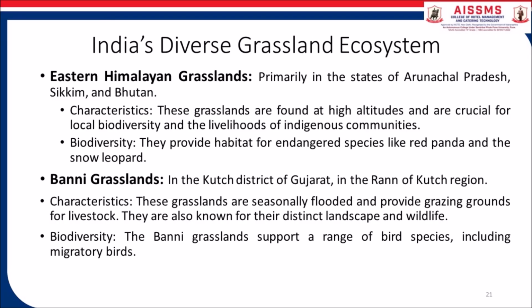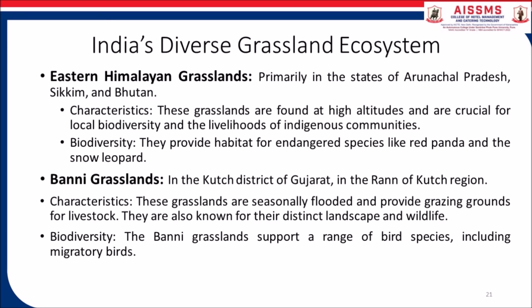Next will be the Eastern Himalayan grassland. It is primarily situated in the states of Arunachal Pradesh, Sikkim and Bhutan. The characteristics of these grasslands are that they are found at high altitude and are crucial for local biodiversity and the livelihood of various indigenous communities as well. If you take a look at the biodiversity, they provide habitat for several endangered species including the red panda and snow leopard.